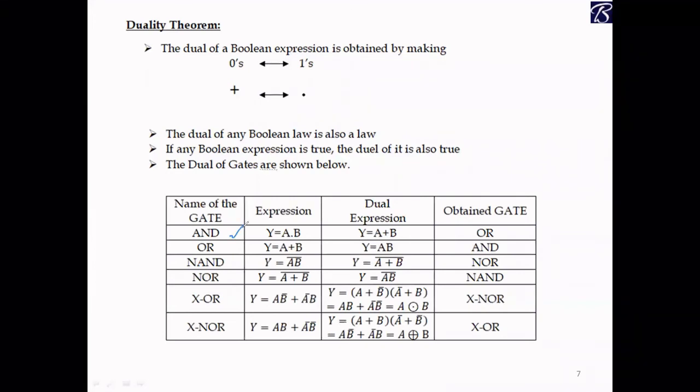If you take AND gate, what is the expression? A into B. Apply dual. This dot becomes plus, that is A plus B, which is, what is the name of this gate? OR gate. In the same way, for OR gate, the expression is A plus B. If you apply duality theorem for this expression, this plus becomes dot, that is y equal to AB, which is nothing but AND gate.